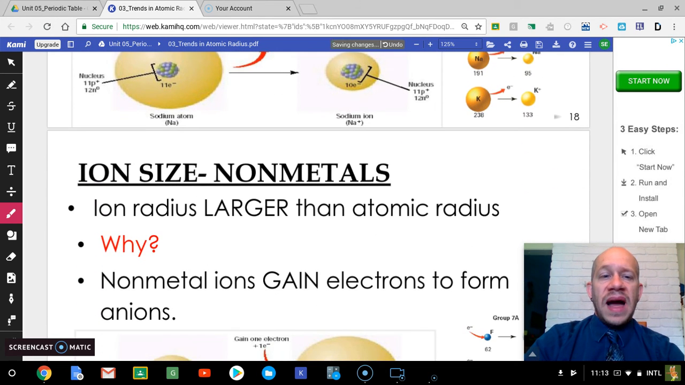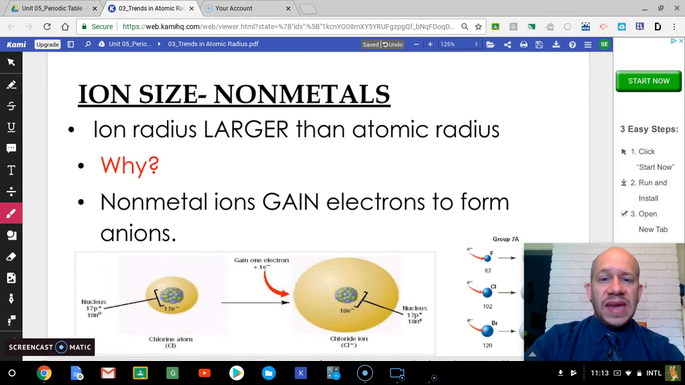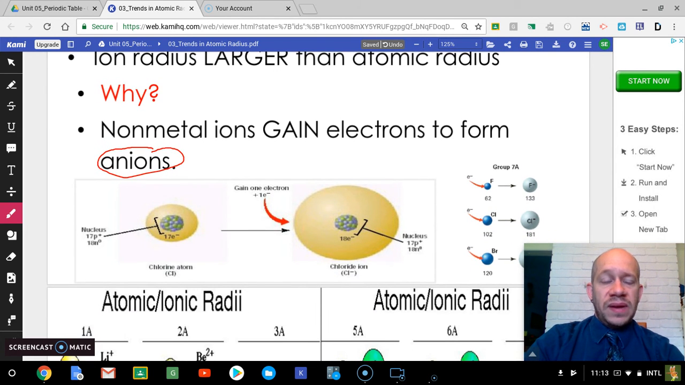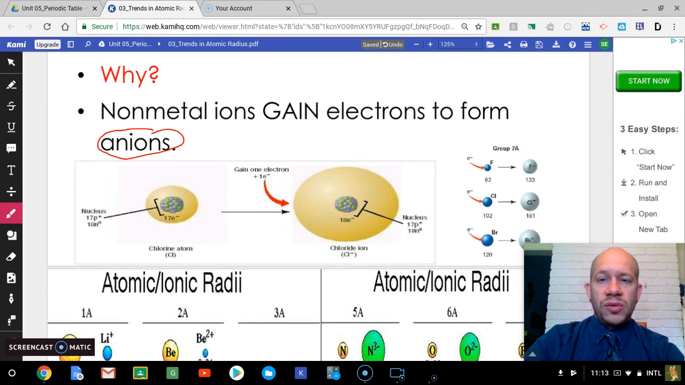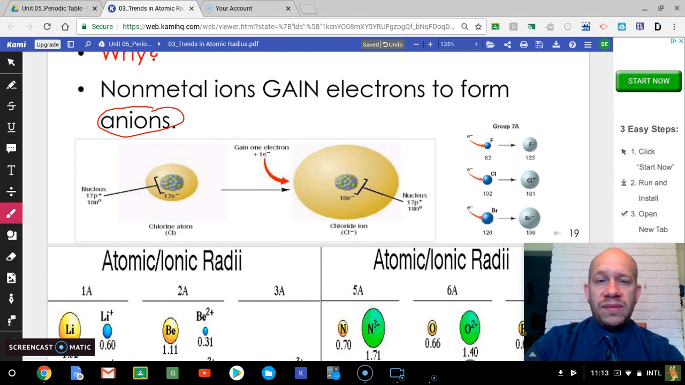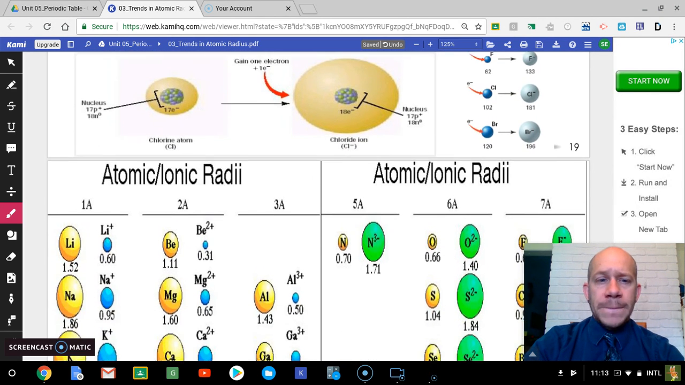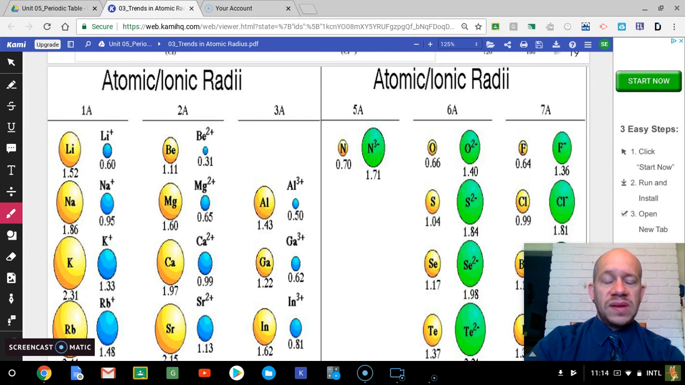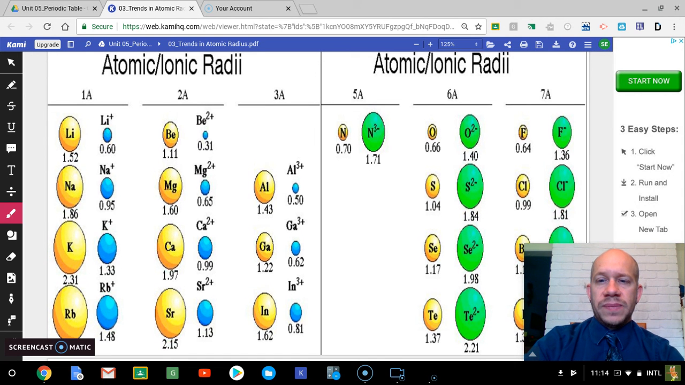For nonmetals, the ion radius is larger because I'm gaining an electron to form an anion. So for example, with chlorine, I have 7 valence electrons. When I gain 1 electron, I have now added more to that shell, causing the nuclear pull to be less, and I will have a larger ion compared to its atom. So here is a visual representation. Anything that becomes a positive ion, those positive ions will be smaller than the atoms, and anything that becomes a negative ion, those negative ions will be larger than their atoms.